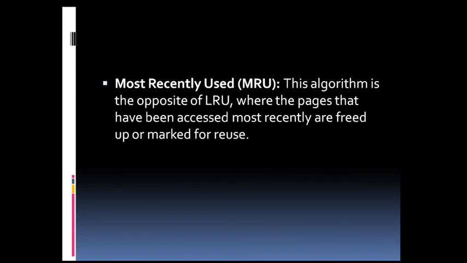The next algorithm we have is most recently used, that is MRU. This algorithm is exactly opposite of the LRU, where the pages that have been accessed most recently are freed up or marked for reuse. This algorithm is based on the assumption that recently accessed data may not be required for a while.